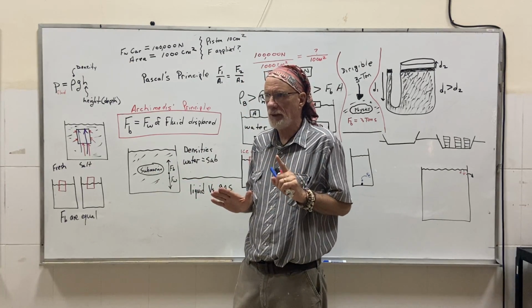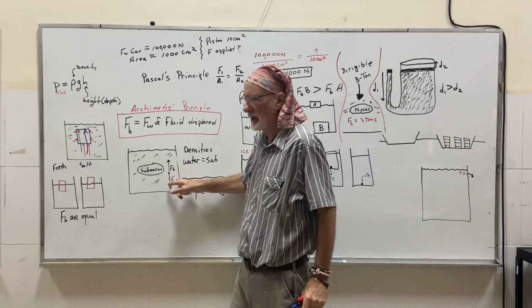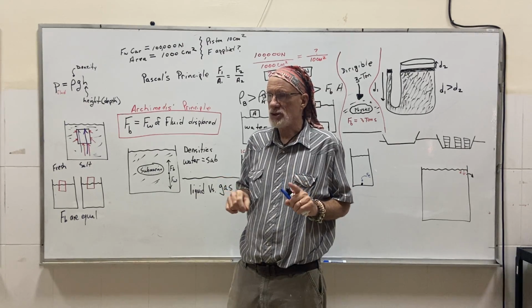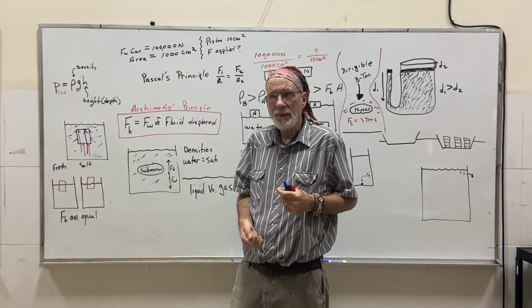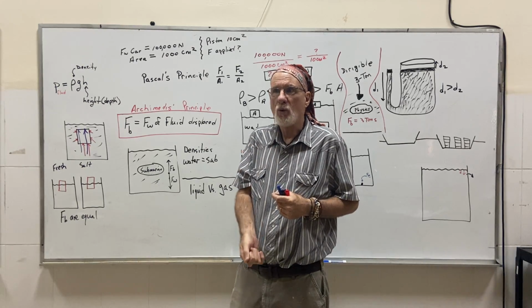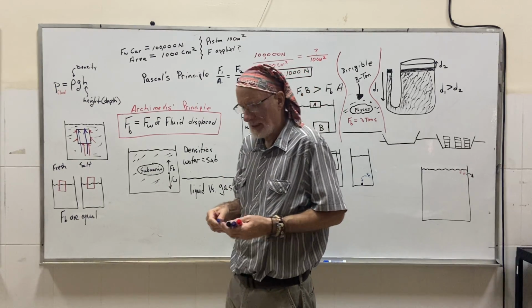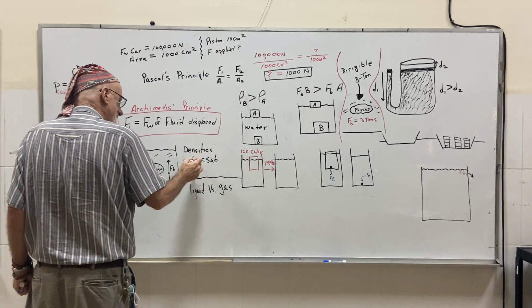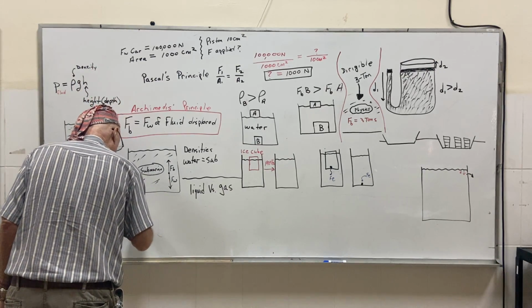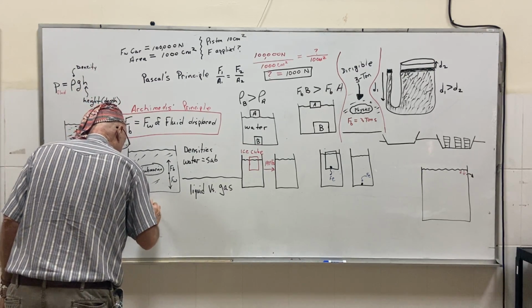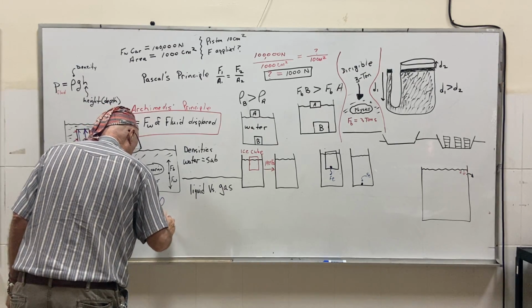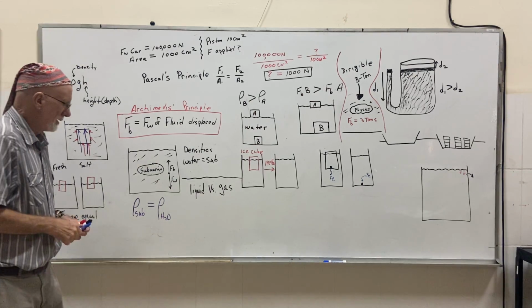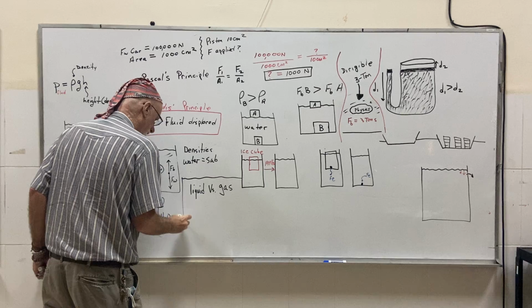Okay. Clear? In other words, the buoyant force and the weight of the sub are the same. So what would you say about the density of the sub relative to the water? You would say that the densities are equal. The density of the sub is equal to the density of the water. Would you say that? Okay, good.